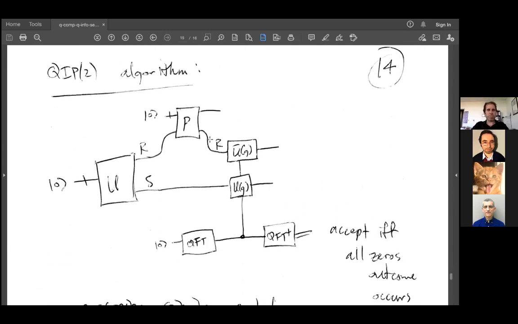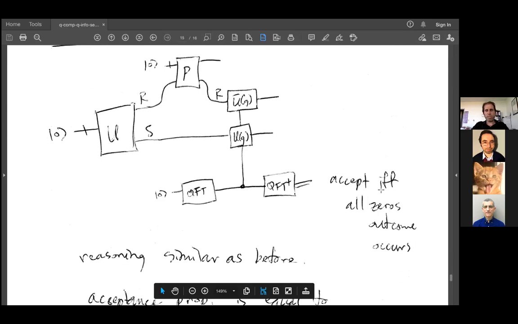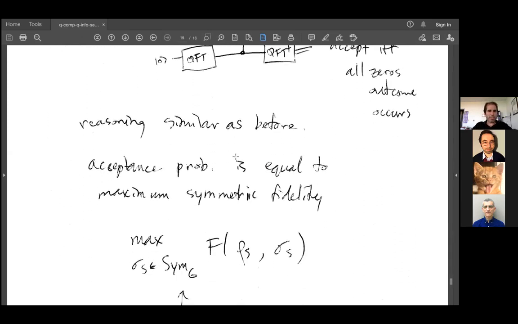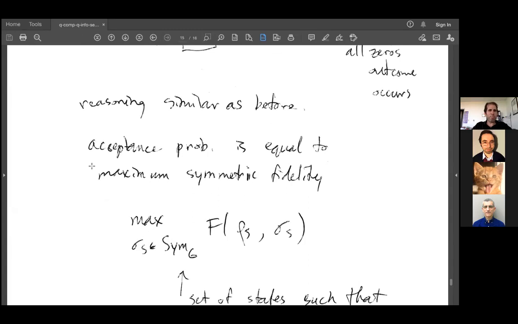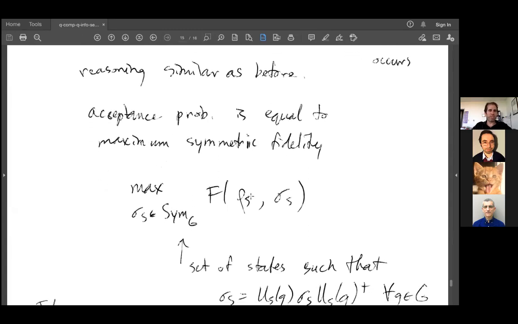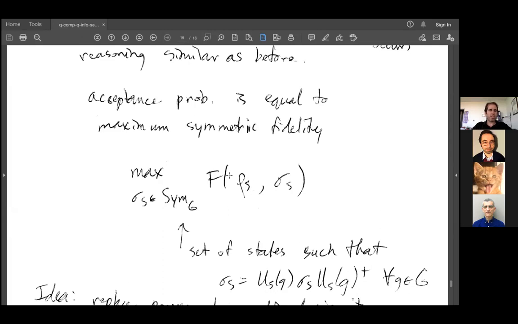So you ask the prover to do that, the prover sends back the reference. Again, you do the quantum phase estimation algorithm. You accept if and only if the all zeros outcome occurs. The reasoning behind this is similar to before with K extendability, and the acceptance probability is equal to the maximum symmetric fidelity. So it's the fidelity of rho to the state that's symmetric and closest in fidelity.